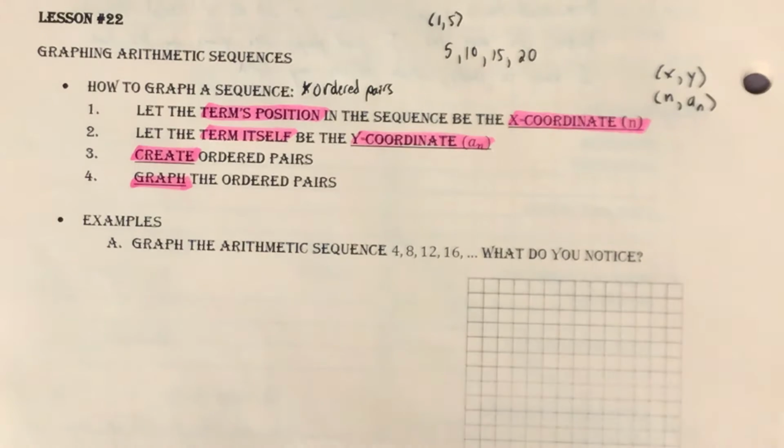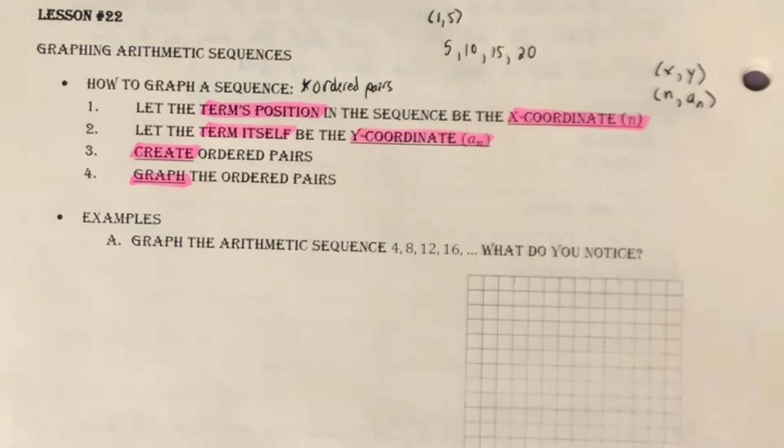When we do this, always pay attention to what kind of graph you're going to need. Do you need a 4-quadrant graph? Can you use a quadrant 1 graph? What makes sense? We've got 2 examples that we're going to go through. In example A, it tells us to graph the arithmetic sequence of 4, 8, 12, 16, and then tell us what you notice about it.